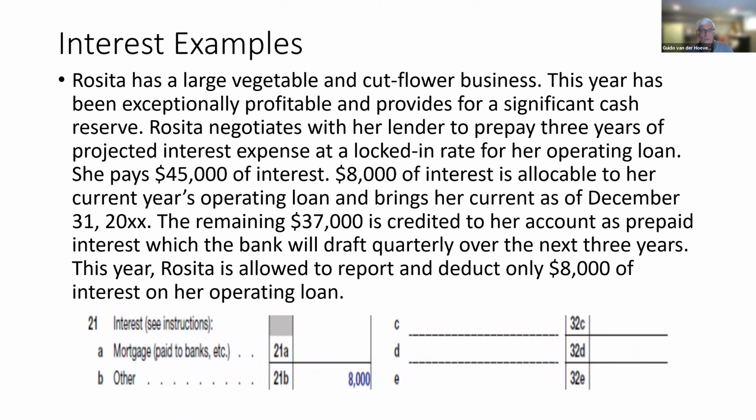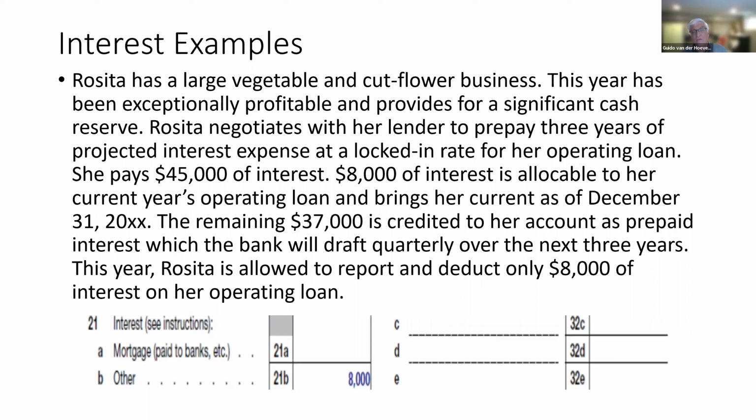Here we've got Rosita. She's got a large vegetable cut flower business. Now, what she's done with her lender is she's prepaid 3 years of projected interest expense at a locked-in rate. And with the environment that we are in, because today the Fed did increase interest rates by another 25 basis points, we are in an interest increasing environment. Well, in this case, she pays $45,000 of interest, but $8,000 of that is allocable to her in the current year. That's what she's going to be able to deduct on line 21B.